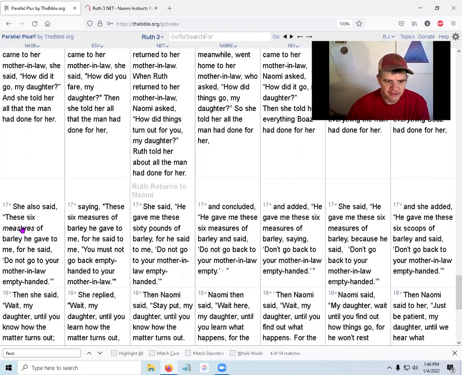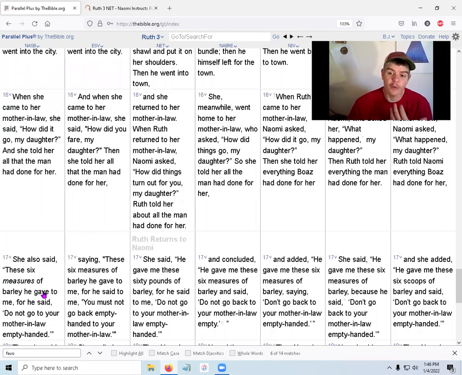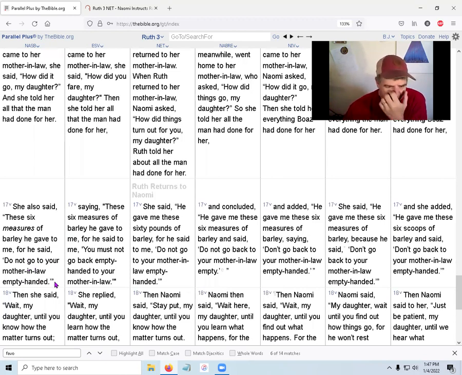She also said, "These 6 measures of barley he gave to me, for he said, do not go to your mother-in-law empty-handed." Wait, when did Boaz say that? Okay, so Ruth is reporting something that Boaz said, or Boaz didn't say it, but Ruth is putting those words in his mouth because that's what he wanted. He wanted her to go home with food and give food to her mother-in-law. He knows Naomi is old, doesn't have a husband, needs to be taken care of. He knows Ruth is young and can do hard labor. Boaz doesn't need food. He's got plenty. Ruth can give food to Naomi. So Boaz maybe said this, maybe didn't. I wouldn't be surprised if he did.